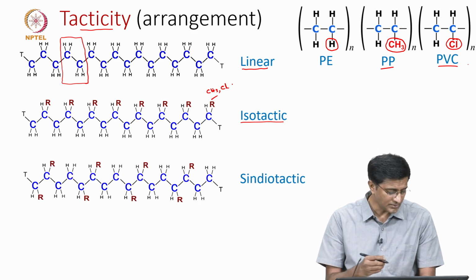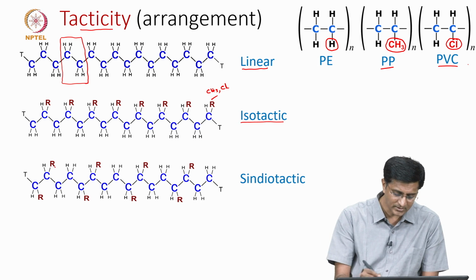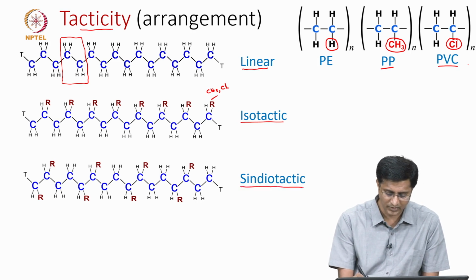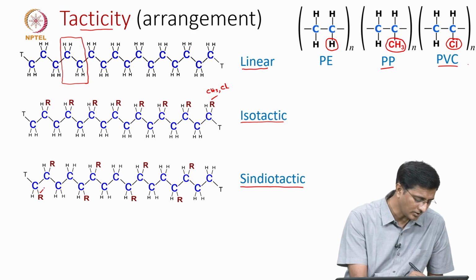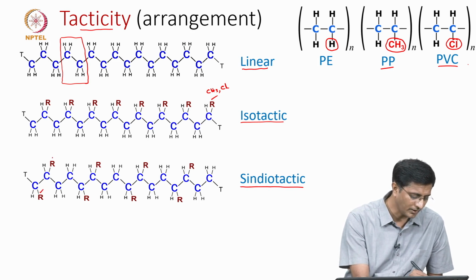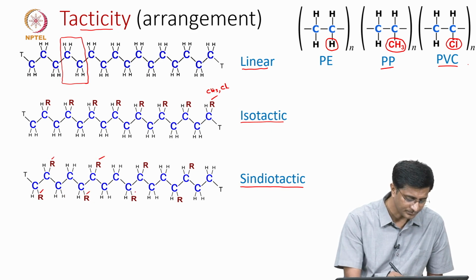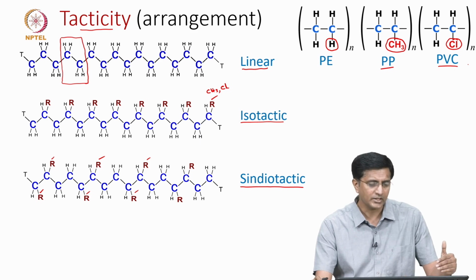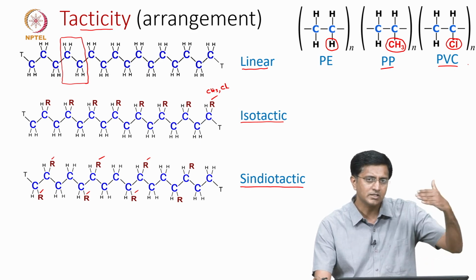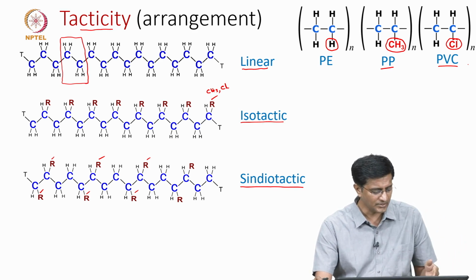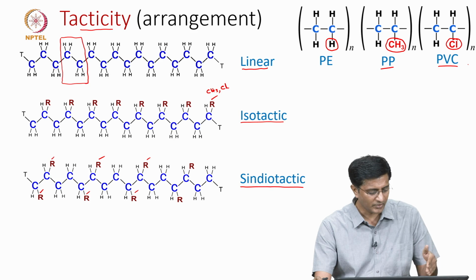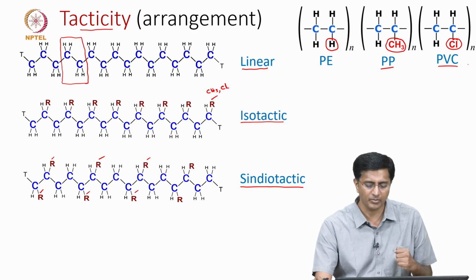Another possibility is that we have these radicals in an alternating fashion, which we call syndiotactic. This is the radical now at the bottom, and then to the top, and alternatively it goes from bottom to top. Isotactic is when all the radicals are on one side of the carbon backbone, and syndiotactic is when, alternatingly, they are in a very systematic format, once to the bottom and once to the top of this carbon backbone.